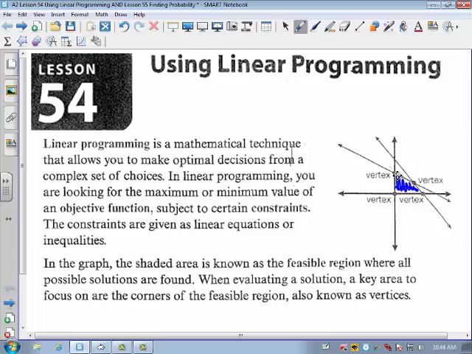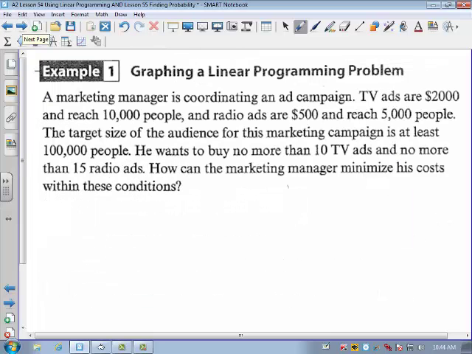Okay, what's important to you about the shaded region are the corners of the feasible region, because those are the solutions that we care about the most. Okay, that's where we're going to find our minimum or our maximum, and those are the vertices of the feasible region. Okay, so example 1, graphing a linear programming problem.